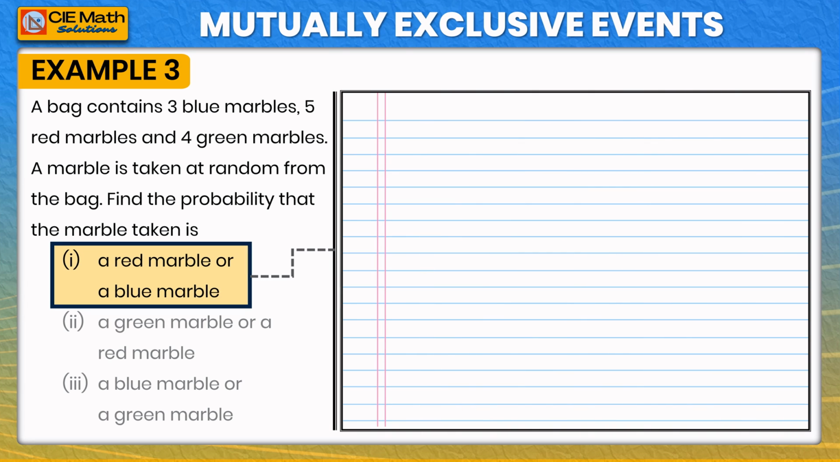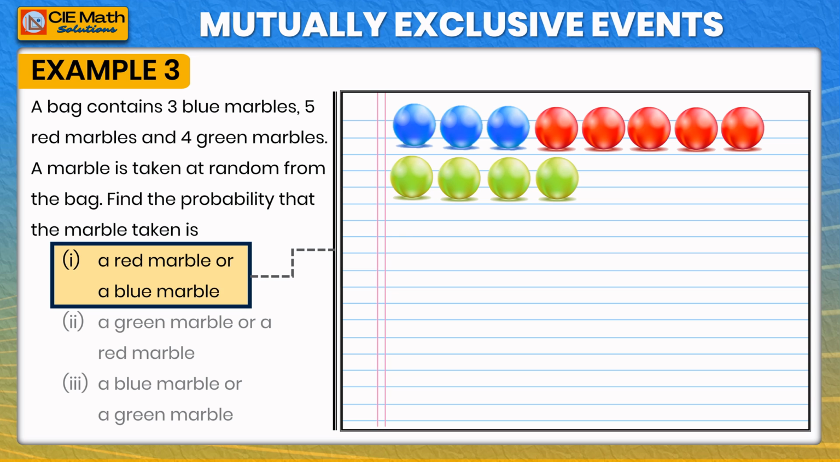Again, in the bag, there are 3 blue, there are 5 red, and 4 green. We will take a look at each of the events first. Probability of a red. So we will just write probability of red. The probability of getting a red definitely will be 1, 2, 3, 4, 5. There are 5 marbles. And if we add all of these marbles in the bag, there are 12 of them. 12 marbles. So the probability then of getting a red will be 5 over 12.